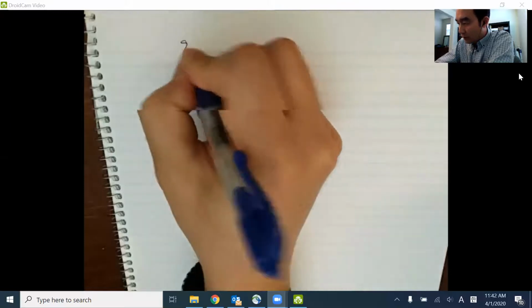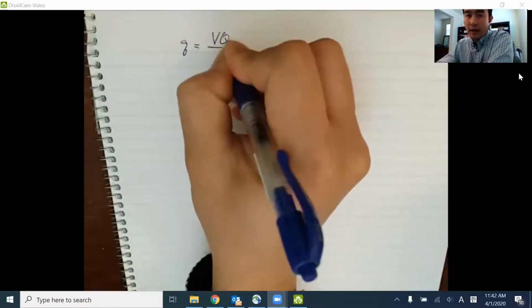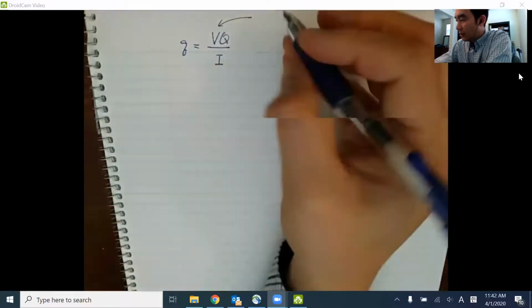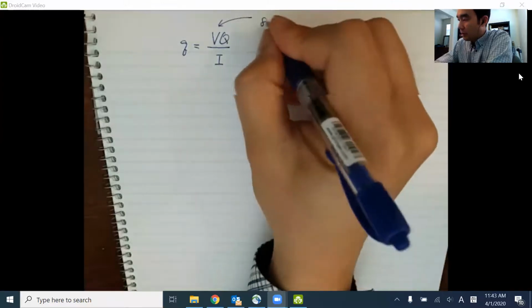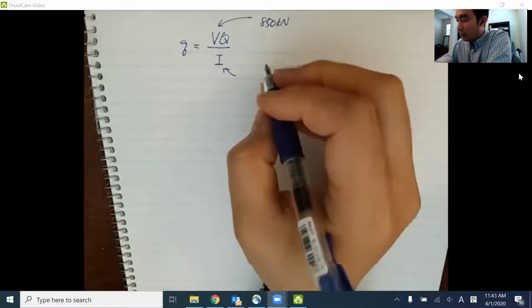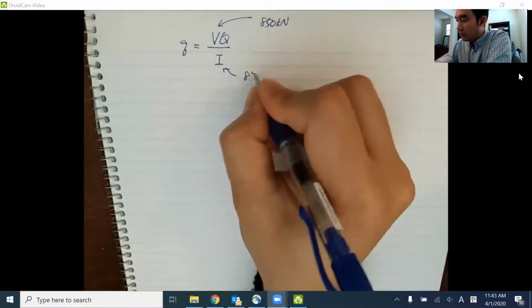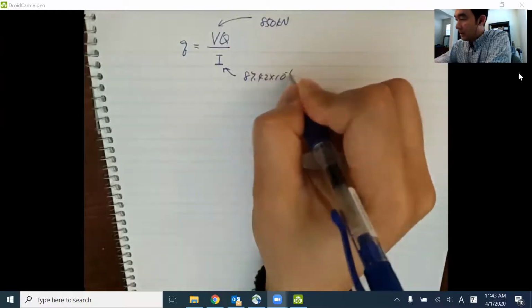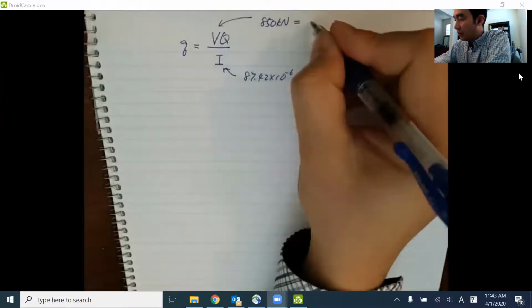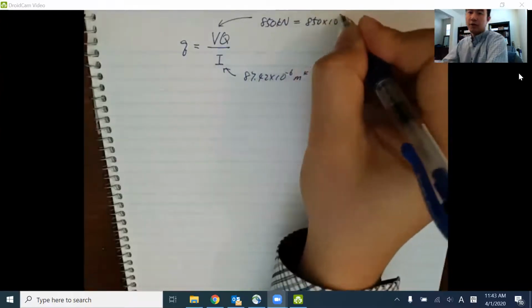So what we were looking for was the small q. Small q again is VQ over I. So we have the shear force, which is given as 850 kilonewtons, and the moment of inertia we just calculated as 87.42 times 10 to the negative 6 meters to the 4th. This is 850 kilonewtons, so I can say 850 times 10 to the 3 newtons. So I'm going to convert everything into newton and meter units.